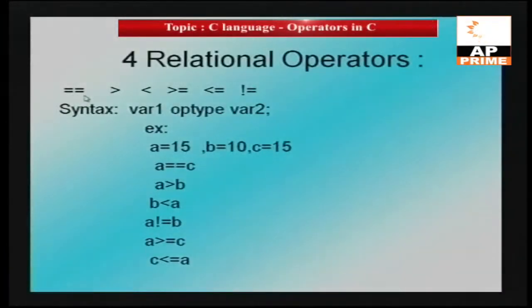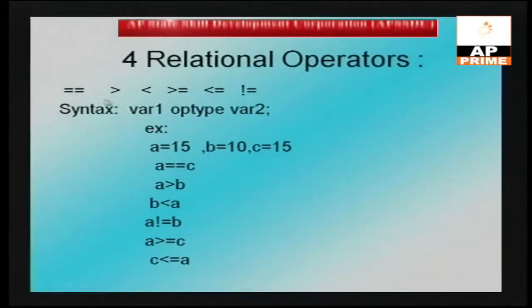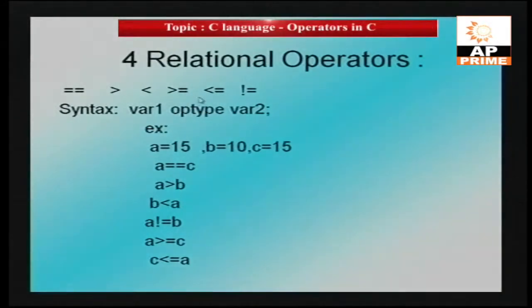What is the next category of operator to move on? Next category, relational operators. You see the relational operators: equality, double equal, greater than, less than, greater than equal, less than equal, not equal. These are called as relational operators or comparison operators. You see the syntax: variable, operator type, variable 2.